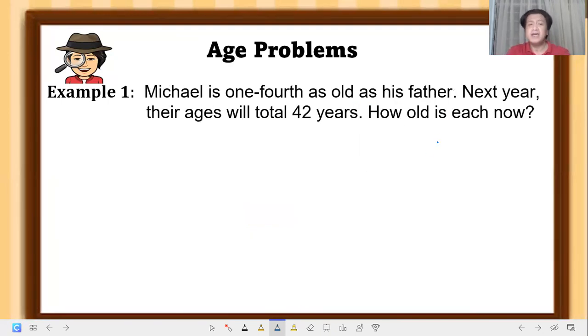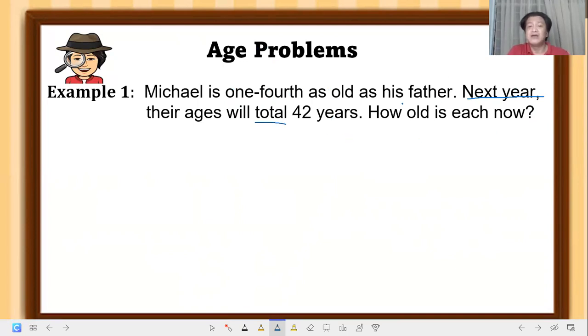Number 1. Michael is 1/4 as old as his father. Next year, their ages will total 42 years. How old is each now? Okay, we are going to analyze, no? So pag sinabi natin next year, how do you represent next year? Ibig sabihin niyan, that is addition. Magpa-plus ka kasi next year, susunod yun, no? So the word total refers to addition.